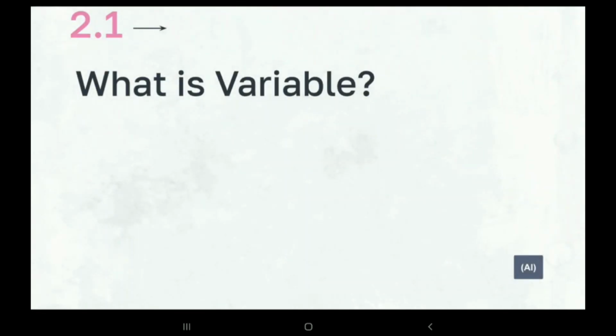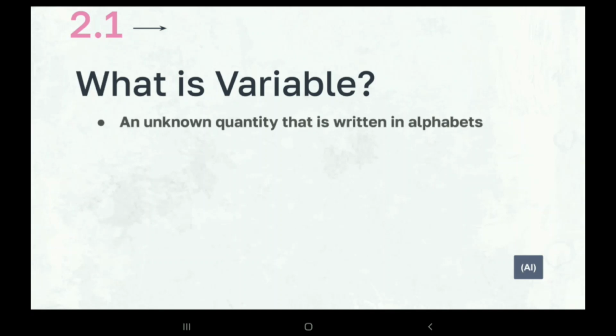And then next, what is a variable? A variable is first of all an unknown quantity that is written as an alphabet letter. So we would represent the unknown quantity with a letter. For example, we can represent it with x or y, which are the most common, but we can also represent it with a, b, c, d, any letter.